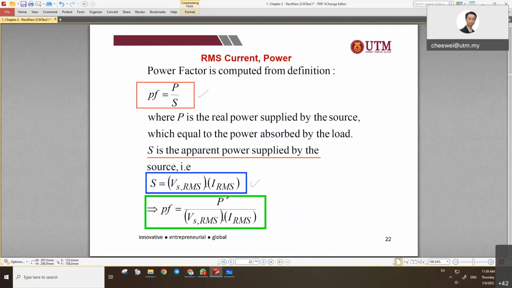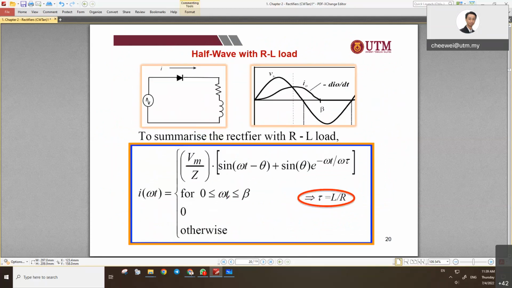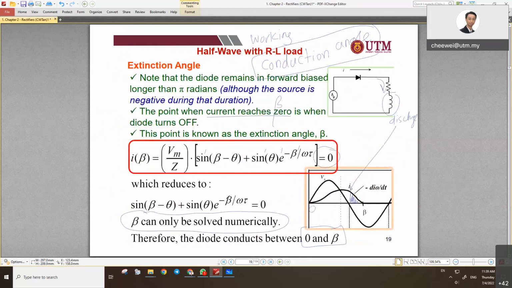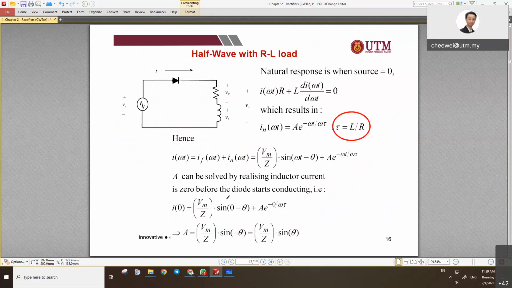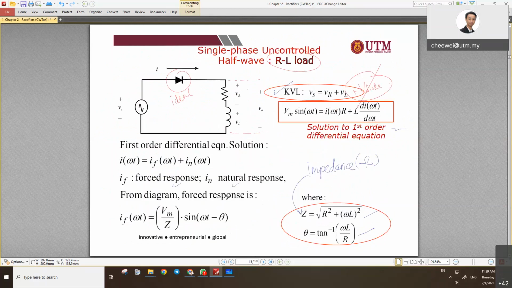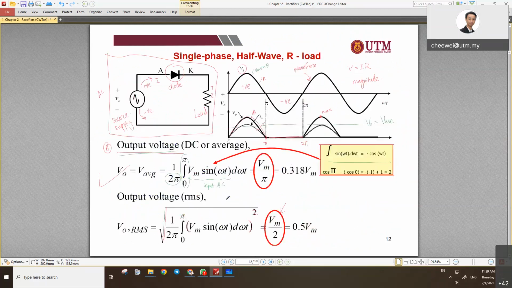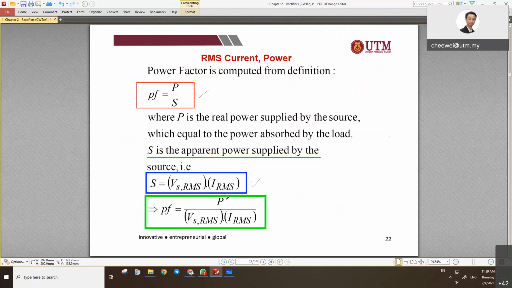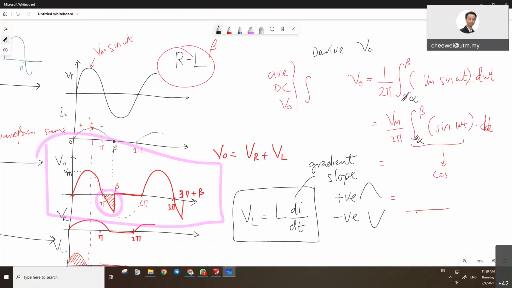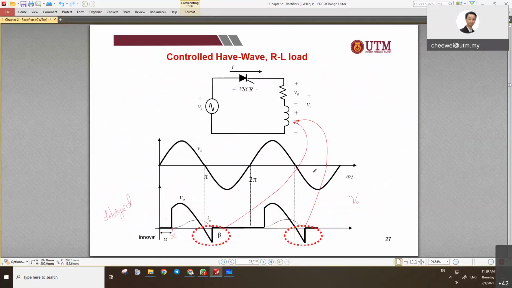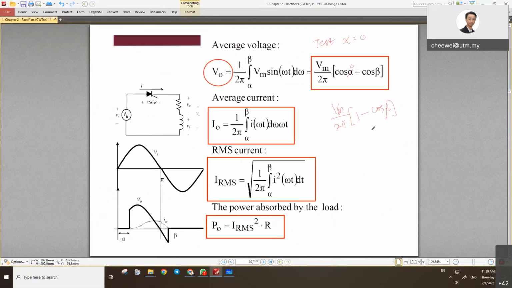Not this one, the uncontrolled. Where is the answer? Is it shown in the slide? I'm not sure, maybe not shown here. So you can test here after you integrate this one, get the answer, and then put it in 0. You should be getting the same answer.